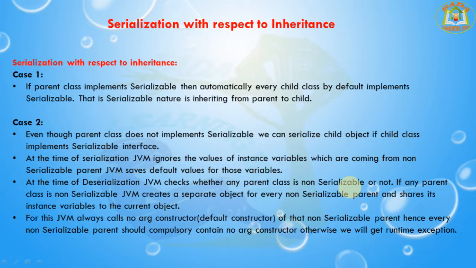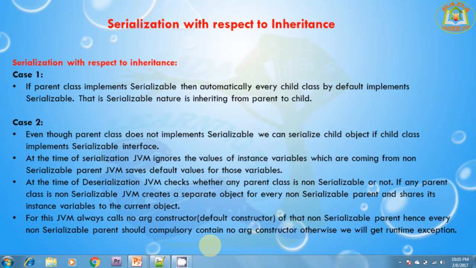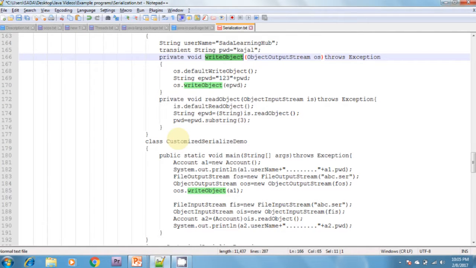If the parent class implements Serializable, then automatically every child class by default implements Serializable. That is, the serializable nature is inherited from parent to child. Why? Because inheritance means we are inheriting the properties from parent to child. Whenever our parent class is serializable, automatically all the child classes are also serializable. I can show one example regarding that.